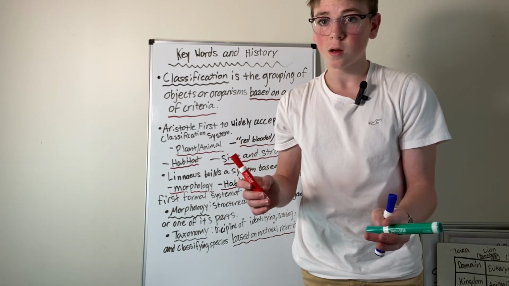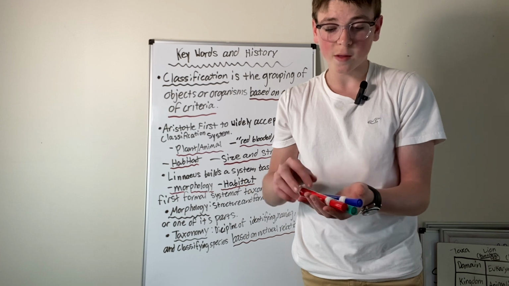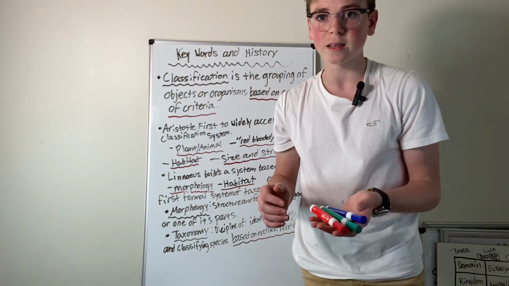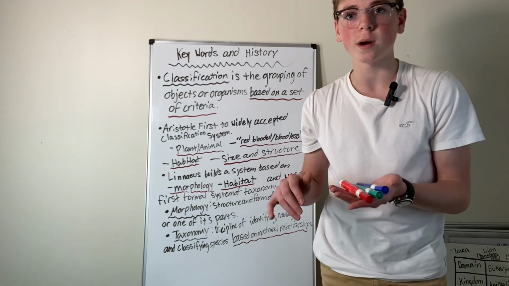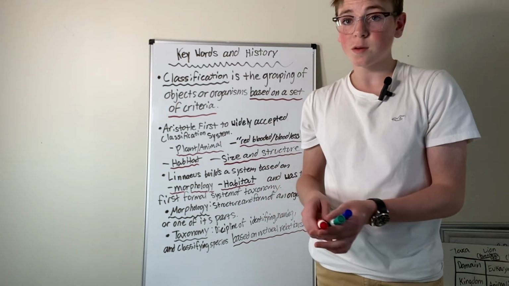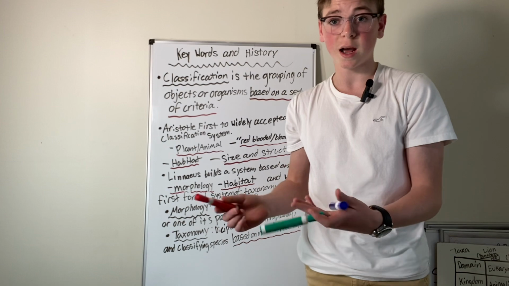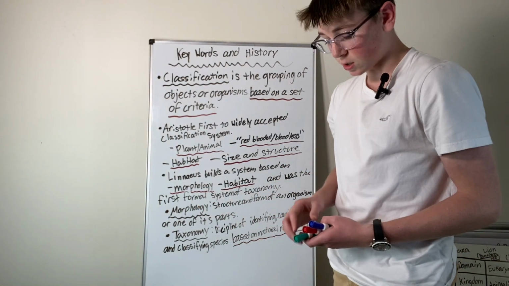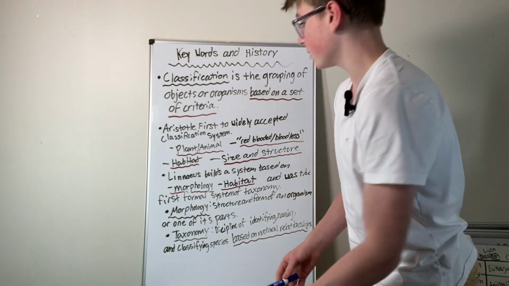You base them on, well, are they made of plastic? Yes. Do they all have a cap? Yes. Can they all write on this board? Yes. But if you base them on color, they're not in the same group. So that's classification. It's based on a set of criteria.